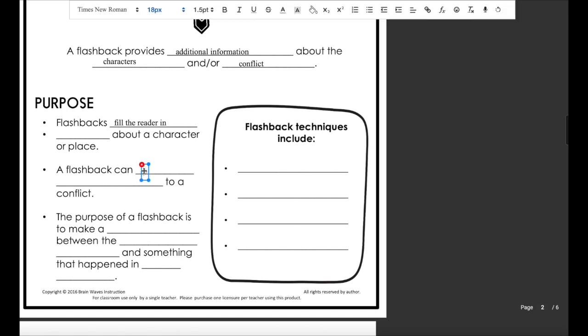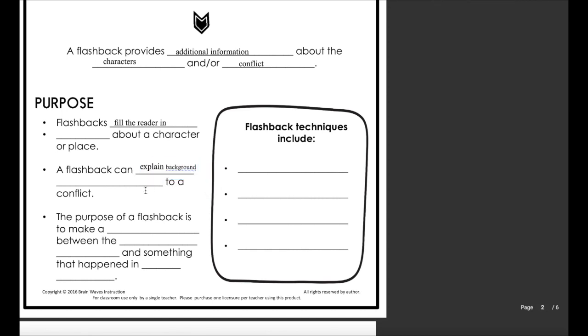A flashback can also explain some background. I just kind of said that, but I want you to write it down. It can explain some background to a conflict. So maybe we're reading a story about people who don't really get along and we don't know why that is. It just starts off about people angry at each other.